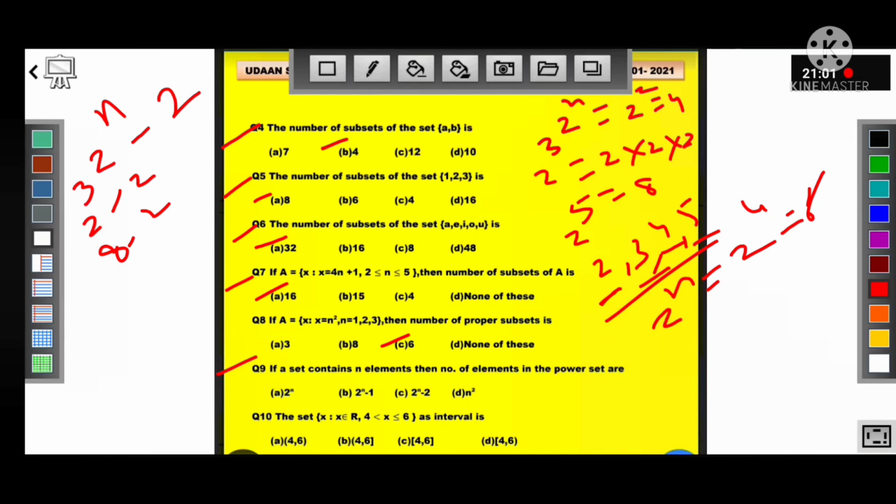Next question number 9. If a set contains n elements, then the number of elements in the power set is. This is equal to 2 raised to the power n. Next, the set {x such that x belongs to R and x lies in this interval}. Now this interval is represented by 4 and 6, a semi-open, semi-closed interval. That is, D option is the right option.